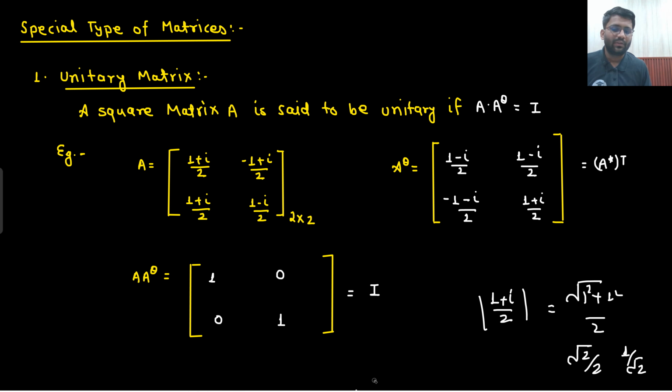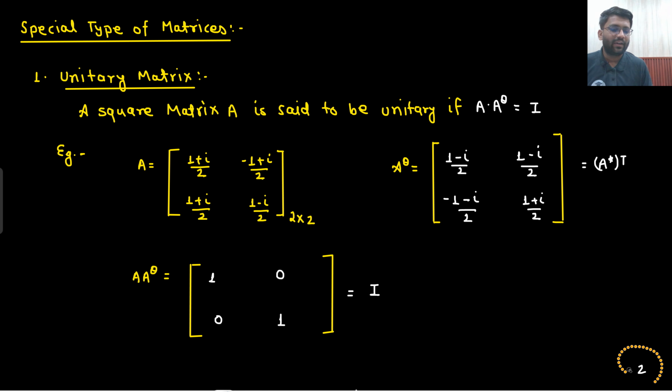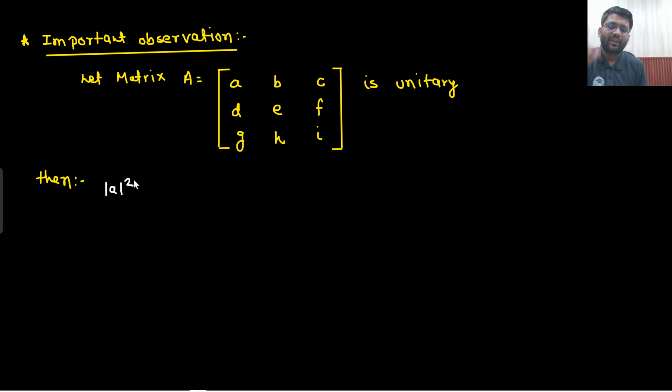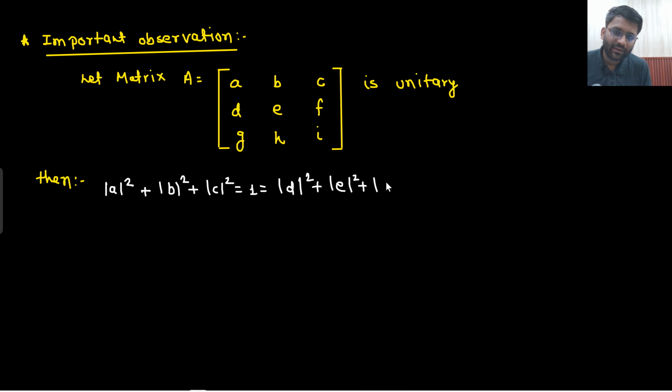So in place of writing a square, I will write mod of a square. So here mod of a square plus mod of b square plus mod of c square would be equal to 1. And similarly, it would go on for d square, e square, f square, g square, h square, i square.